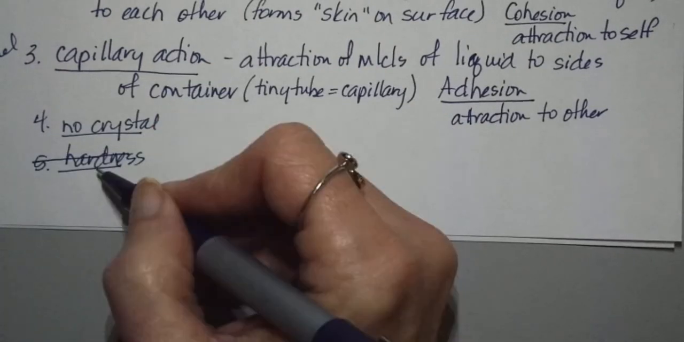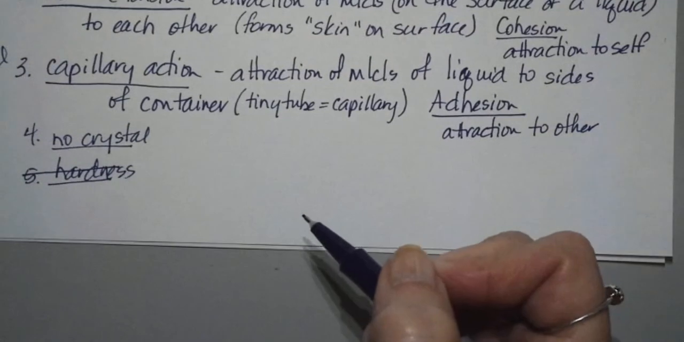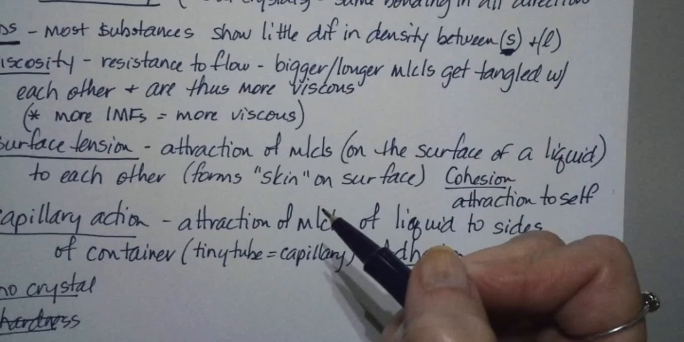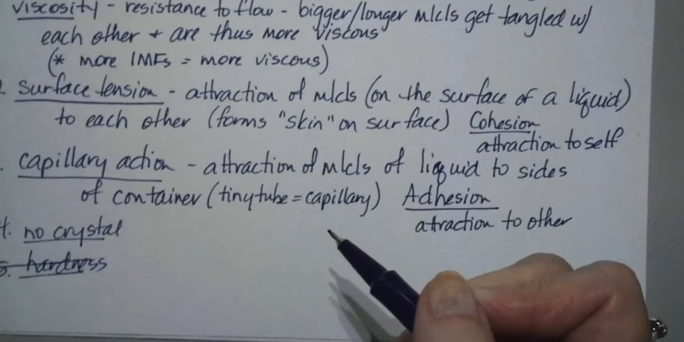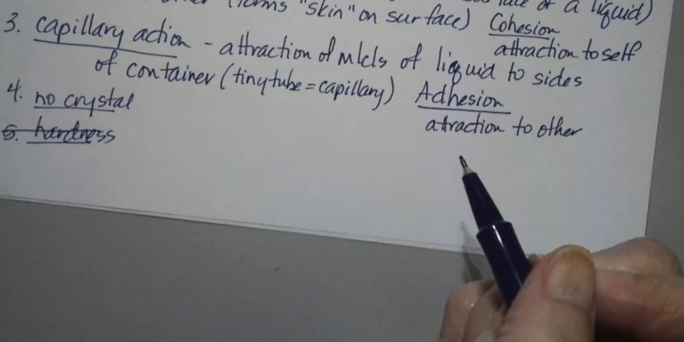Yeah, there are no crystals. Just make sure you know there are no crystals in liquids, right? They don't form a crystal structure. So number 5 up here, apparently I just skipped over that. Hardness.